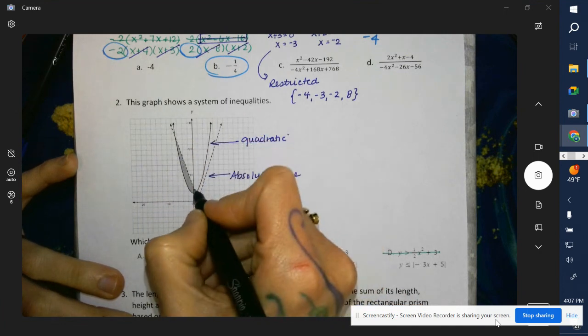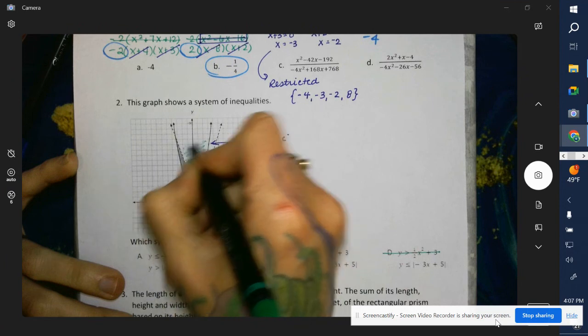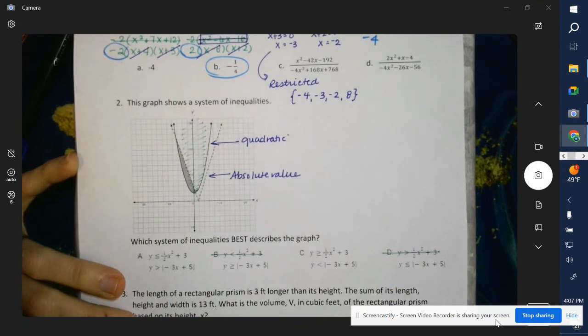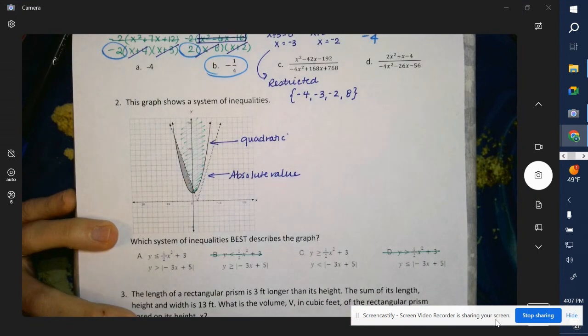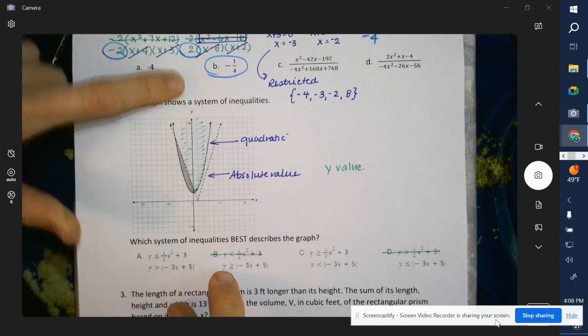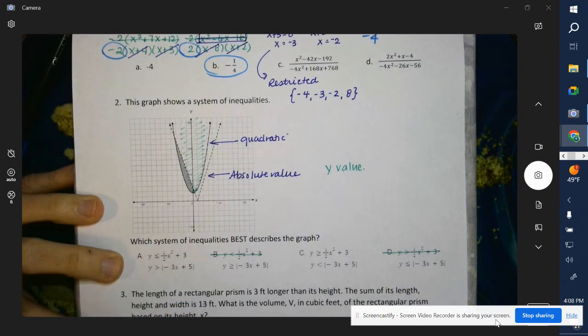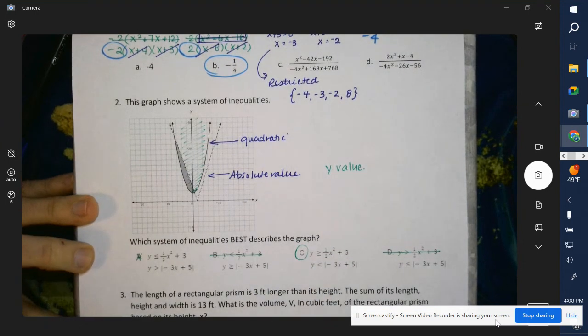This quadratic is shaded up or on the inside, and that is including all the larger y values. So our inequality shading is based off the y value, so your vertical axis. The big numbers are up, so that's going to be y is greater than or equal to. This is the wrong one, so our answer is C, and ultimately you can walk away at this point.